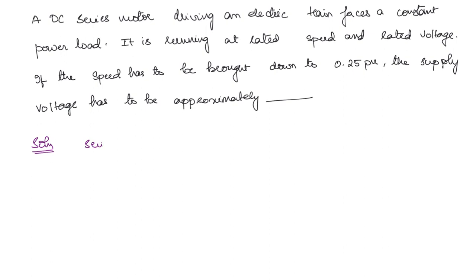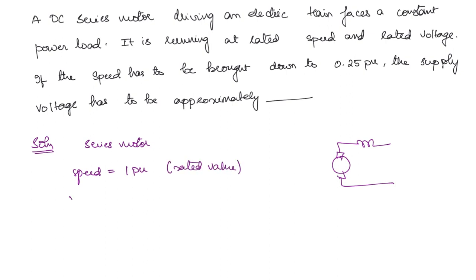First information, as always, it is a series motor. So first draw the circuit diagram for series motor. Next, what else is given? It is running at rated speed and rated voltage. Whenever we are dealing with the per unit, the rated values we will take as the base values, so that they will become 1 per unit. Okay. So speed is equal to 1 per unit because it is the rated value, and the voltage also you take as 1 per unit since it is the rated value.